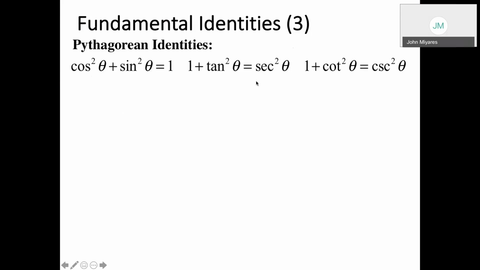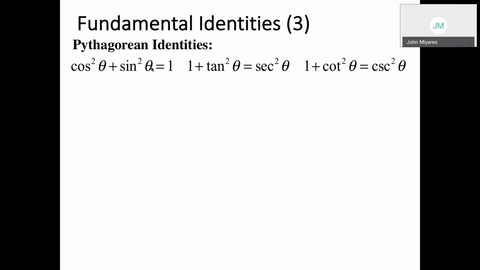The notation with this exponent next to the trig function is intended to make clear what it is that we're going to be squaring, that I'm squaring the cosine of the angle and not the angle itself. Or here I'm squaring the sine of theta and not angle theta.